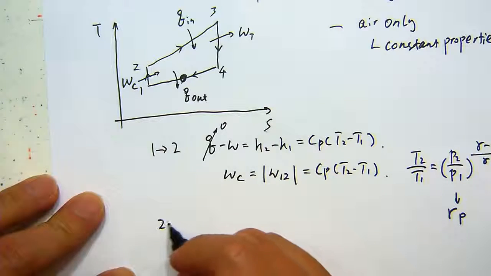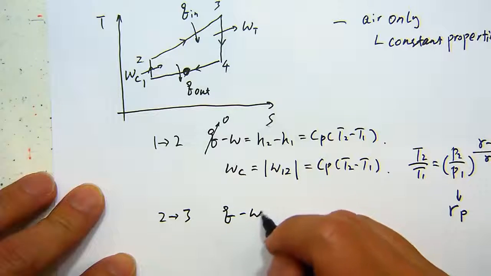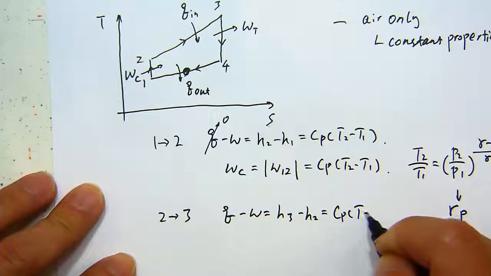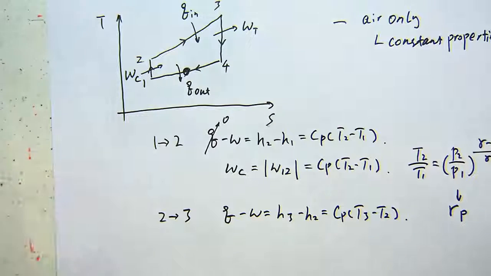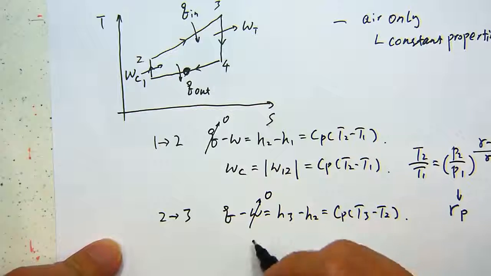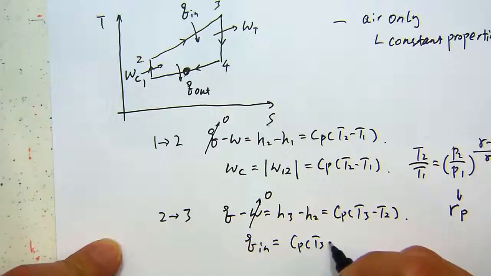Then 2 to 3, that's where the heat is being added. Again, starting from the first law. In this case, we consider it an air-only process where the heat is added externally to the working fluid. So there is no work being done by the fluid in this process. There is no useful shaft work being output. So in this case, the work goes to 0. Then Q in equals Cp (T3 minus T2).